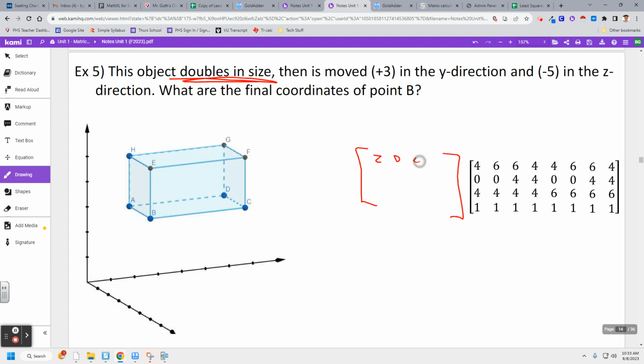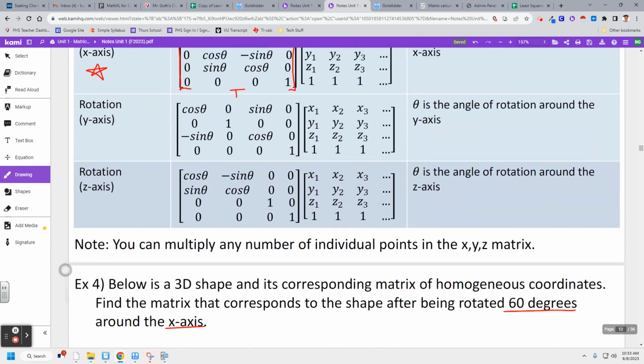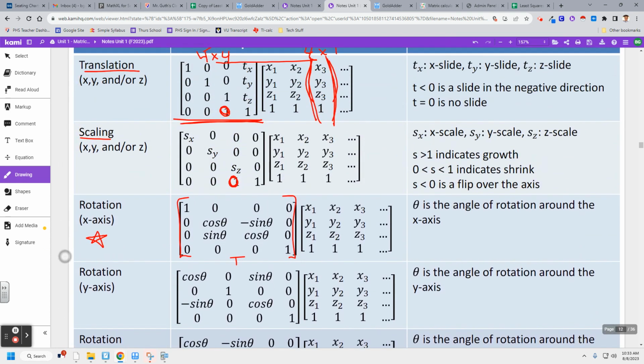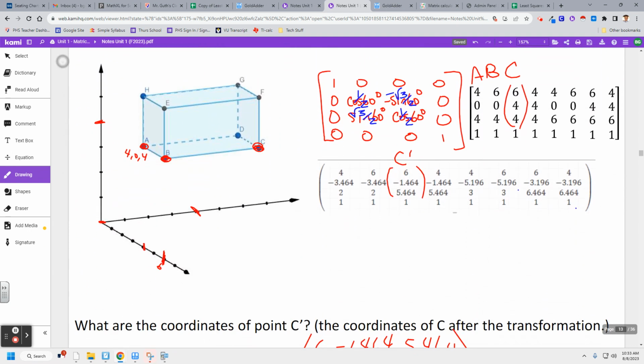2, 0, 0, 0, 0, 2, 0, 0, 0, 0, 2, 0, 0, 0, 0, 1. Go back to the reference. When we scale it, that was this one, okay? That's your important part of that scaling matrix, but that's how we're going to scale it. That's how we're going to double it up, double its size.